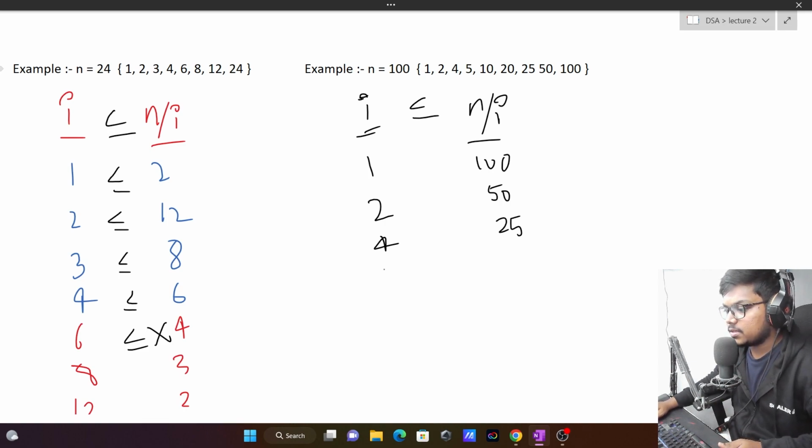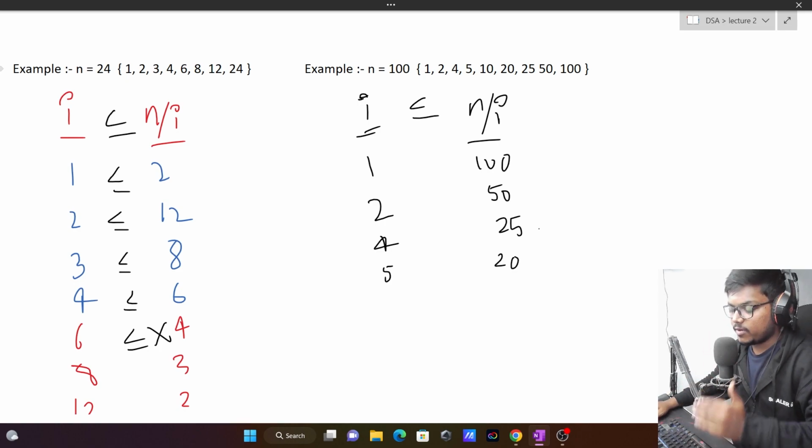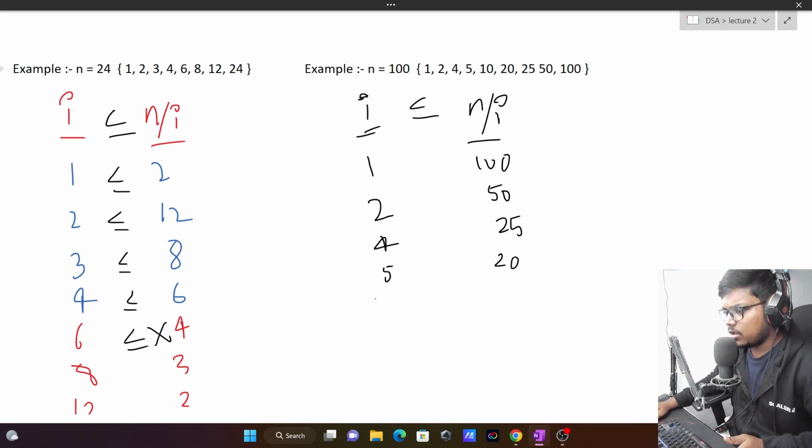Now we can say 5 is a factor of 100. Then here 20 is also a factor of 100, right? 100 by 5 is nothing but 20. Now when it comes to 10, it is also a factor of 100. So 100 by 10, what will it be? It will be 10, right?